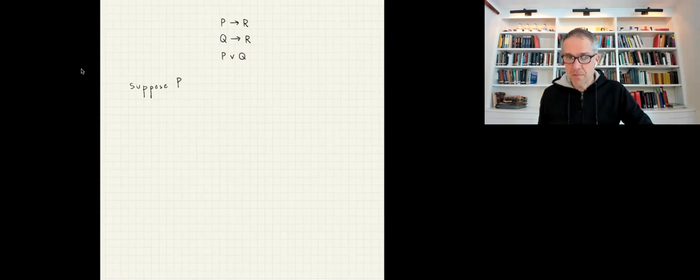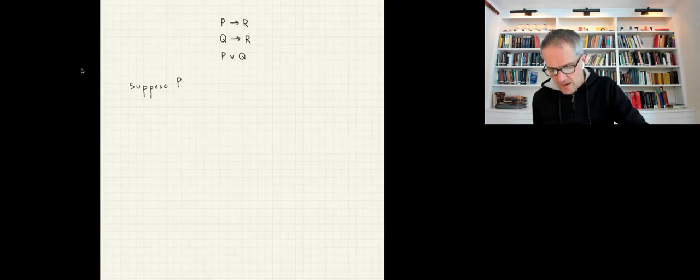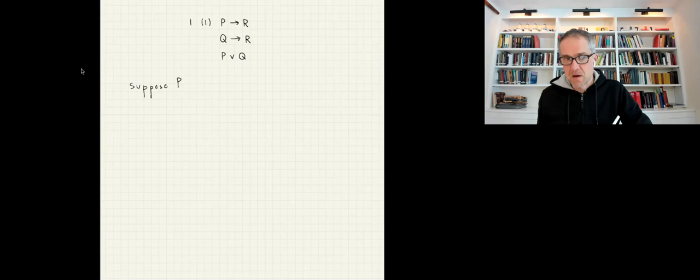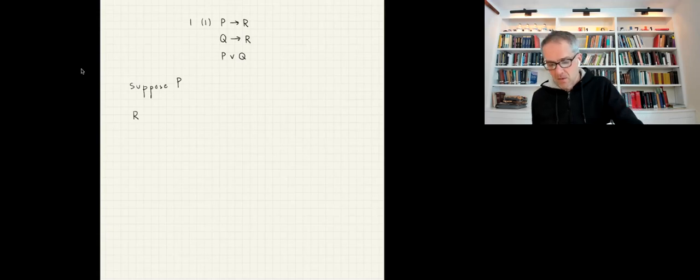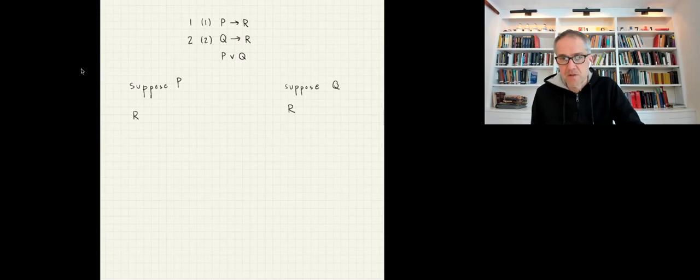So under the supposition of P, we know if P then R. So now I'll start to make this look a little bit more like a proof. We know that if P then R, so since we've supposed that P, we get R. Now on the other hand, if we suppose that Q, the other supposition, suppose Q, again by line 2, we have also that R. So using 2 and then the supposition of Q, we can use modus ponens to get R.